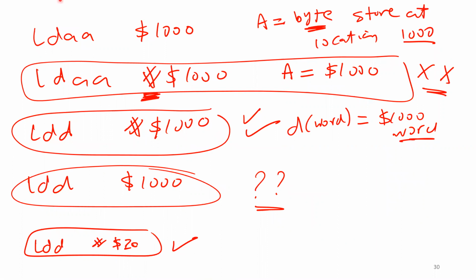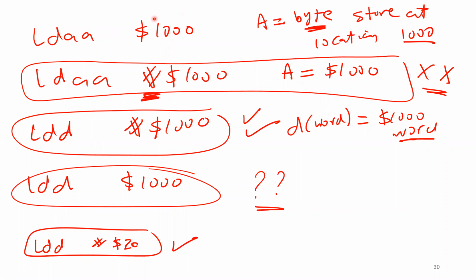Okay, so let's see. When I say load accumulator A 1000, what does it mean when you see something like that? It means I want to copy a byte from memory, from location 1000, and put it in register A. So A should have a byte that's stored in location 1000. Is that okay? Now, if I say load accumulator A hashtag 1000, can I do something like that? No, this is a wrong instruction. This one is okay. This one is not okay, right?